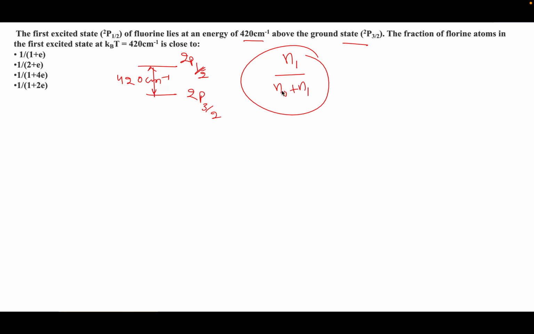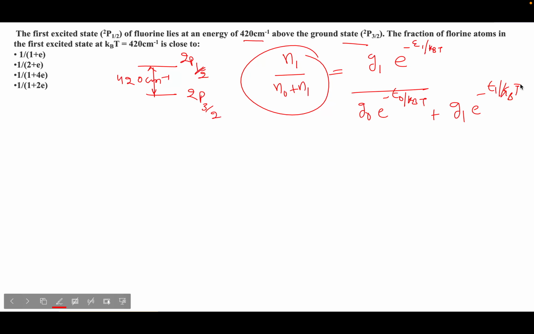Fraction of n1 in the first excited state. So this is equal to g1 e to the power minus e1 by kBT, divided by g naught e to the power minus e naught by kBT plus g1 e to the power minus e1 by kBT.